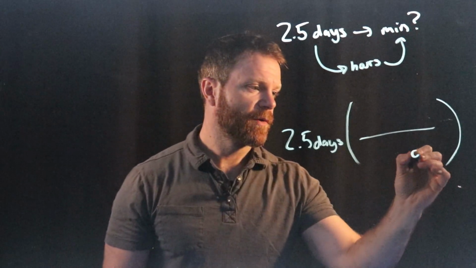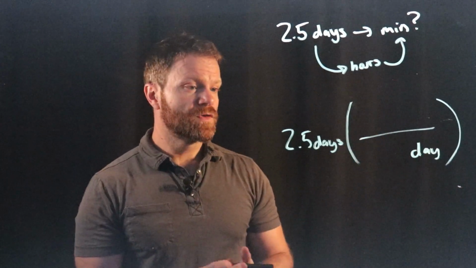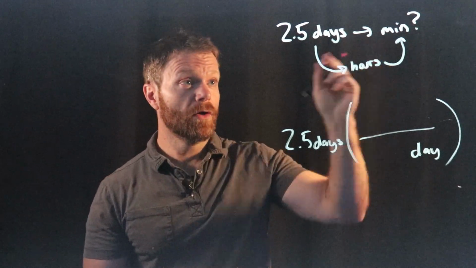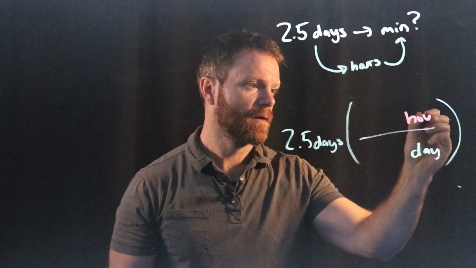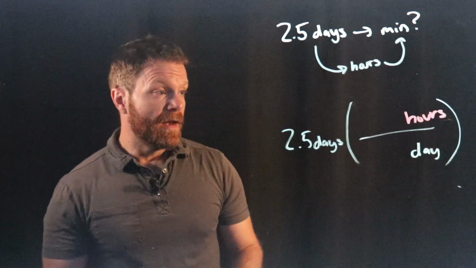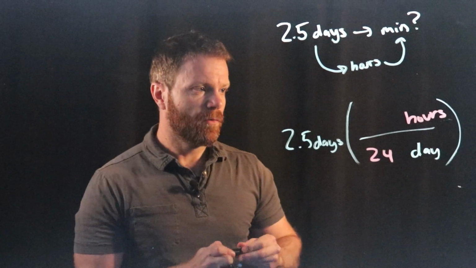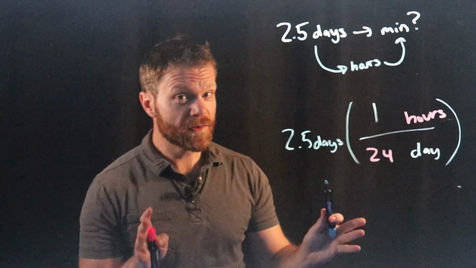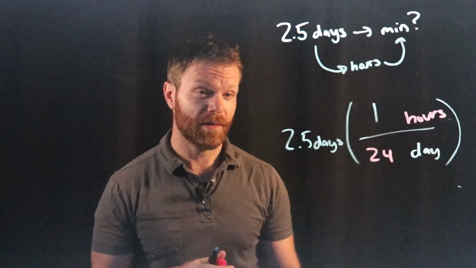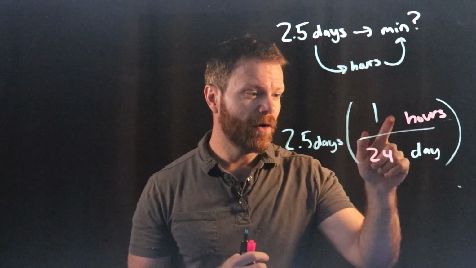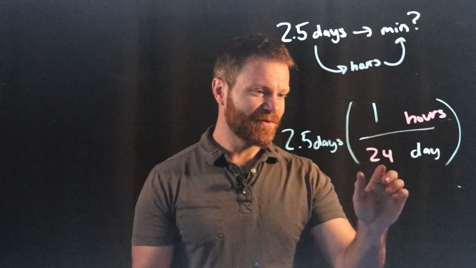We're going to put the unit that we want to get rid of on bottom, and we're going to put the unit that we want to go to on top. And again, I don't know the relationship between days and minutes, so I'm going to have to go to hours first. Now this relationship I know, that there's 24 hours in every one day. And oops, I think I made a mistake. I can actually tell by looking at my conversion factor that I made a mistake, because there's not 1 hour in 24 days. I know that that's wrong.